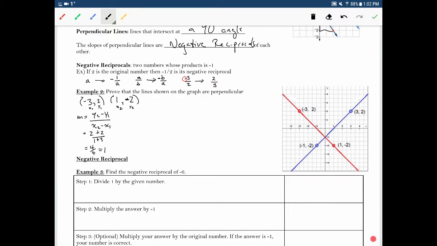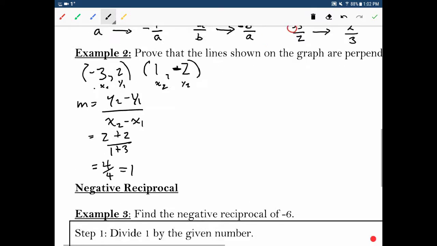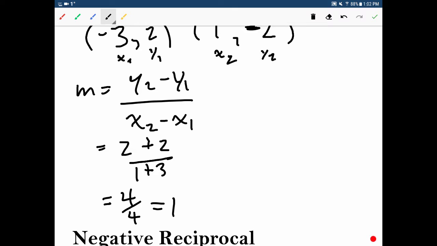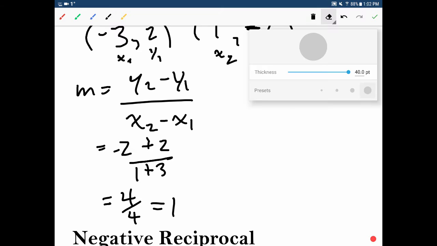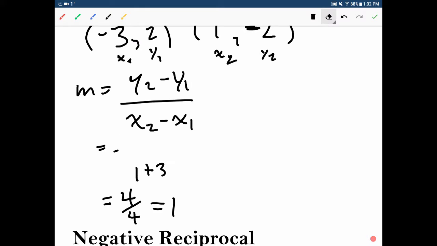Okay, that shouldn't be right though. What have I done? Oh, I see what I did. I got my 2's backwards, so that should have been negative 2. Oh my goodness. All right, so let's try. I didn't mean to erase that much. Let's just do it like this. This should have been a minus. So negative 2 minus 2, that's a negative 4, which gives us a negative 1.